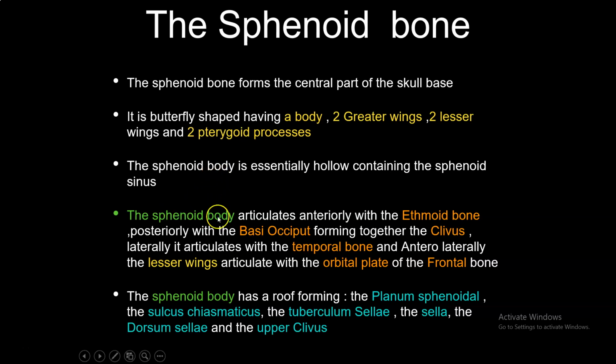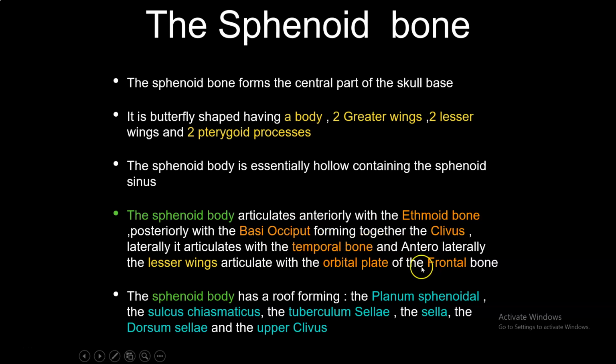And the sphenoid bone articulates anteriorly with the ethmoid bone. You all know the ethmoid is in front of the sphenoid, and posteriorly it articulates with the basiocciput. The clivus is formed by the union of the basiocciput with the basisphenoid. So articulating anteriorly with the ethmoid, posteriorly with the occipital bone, the basiocciput. Laterally, it is articulating with the temporal bone and with the zygomatic bone.